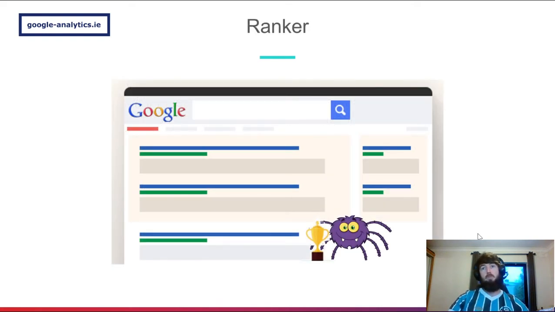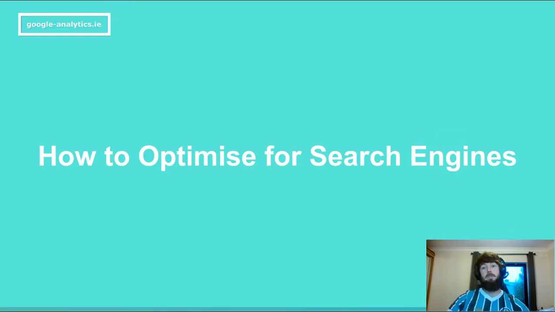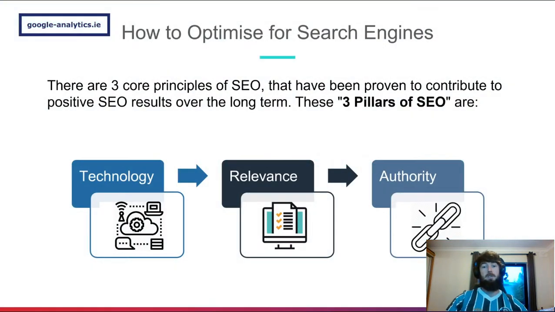So the idea here is that the crawler has found all your pages, added them to its index, and now, based on the ranking algorithm, has decided to rank you in position 1 on the search engine results page. So that's how search engines work broadly. Now we're going to talk about how to optimize for search engines based on that knowledge of how they work.